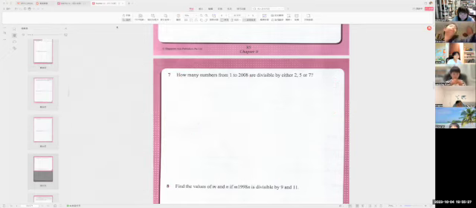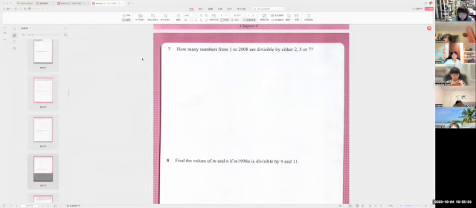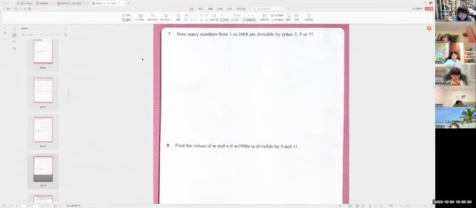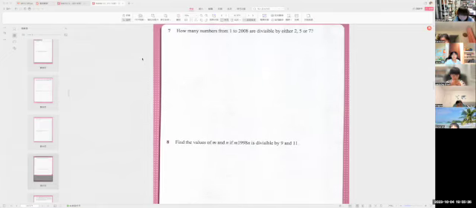Okay, so let's take a look at number 8. Find the value of the m and n if m1998n is divisible by 9 and 11. Okay.